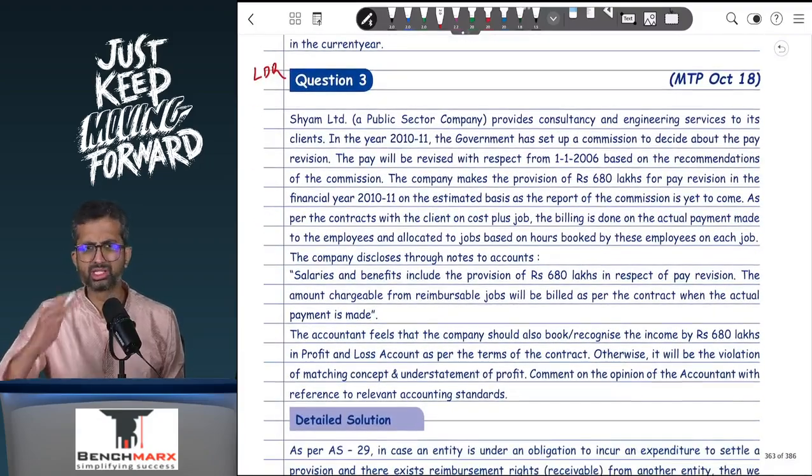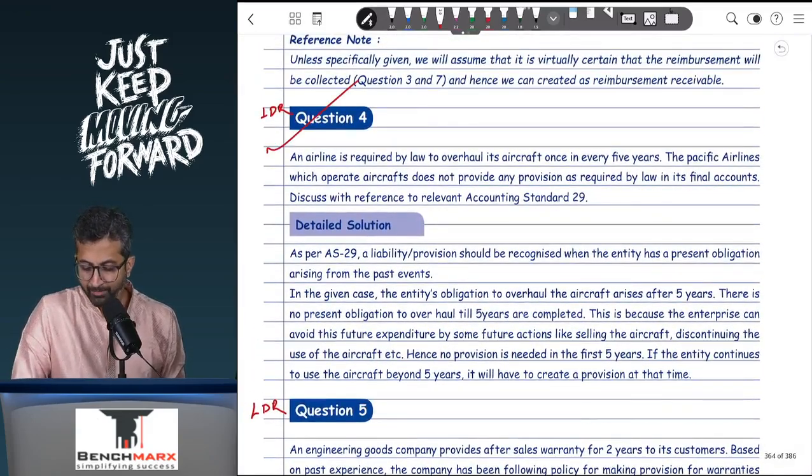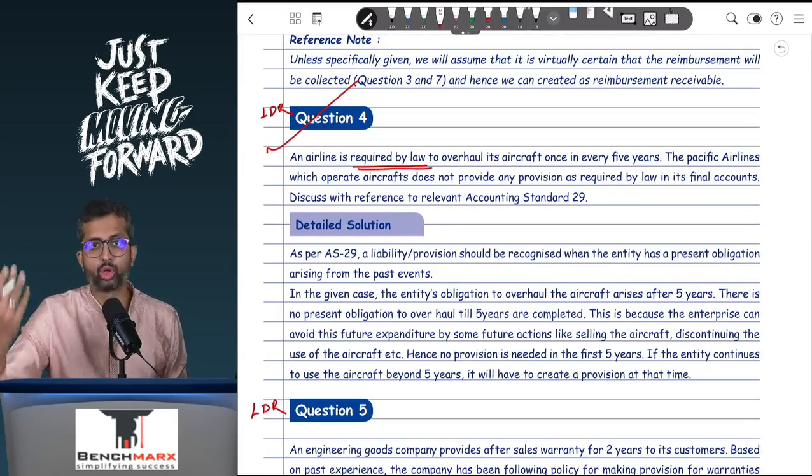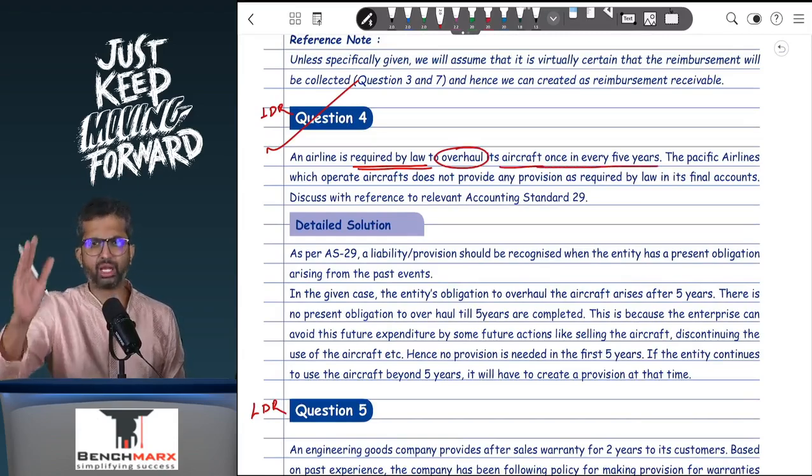Now question 3 is a little confusing. We'll probably do that slightly later after we do a few other questions. You'll go to question number 4. Now an airline is required by law, to overhaul its aircraft once in every 5 years. Let us say the question ends over.